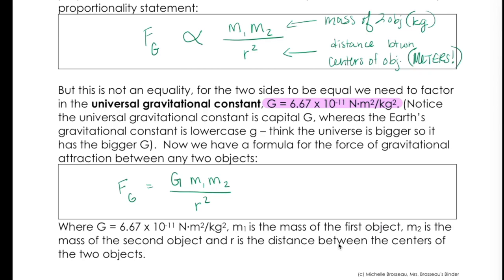Okay, and g is going to be this value here that I highlighted. So r, once again, is just the distance between the centers of the two objects. Because remember, no matter how massive the object is, we are going to assume that it is just a point. So we're going from point to point, where the point is the center of the object, and we assume that all of the mass is there at the center of that object.